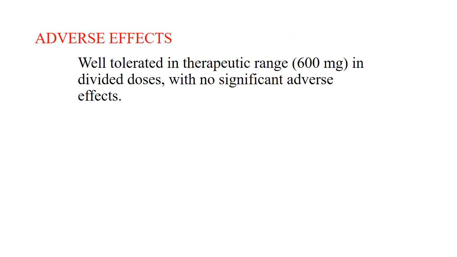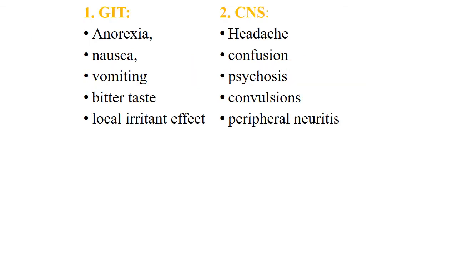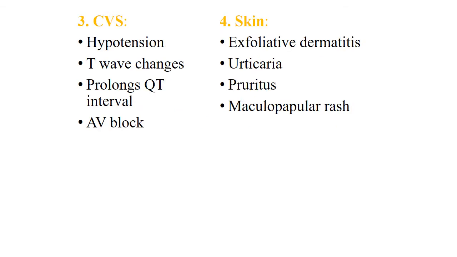Next, adverse effects of chloroquine. It is well tolerated in the therapeutic range in divided doses with no significant adverse effects. Adverse effects include, on the GIT, anorexia, nausea, vomiting, bitter taste, and local irritant effect. In the CNS, it may cause headache, confusion, psychosis, convulsion, and maybe peripheral neuritis. In the CVS, the adverse effects include hypotension, T-wave changes, prolonged QT interval, and AV block. On the skin, adverse effects include exfoliative dermatitis, urticaria, pruritus, and maculopapular rash.